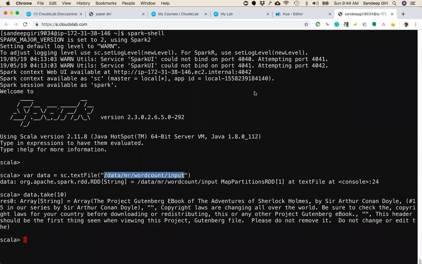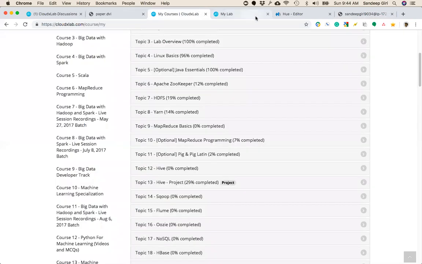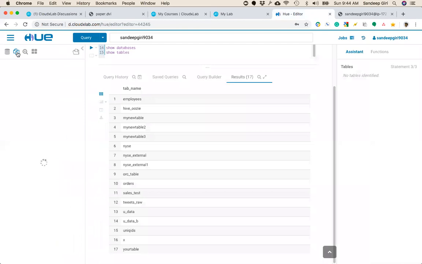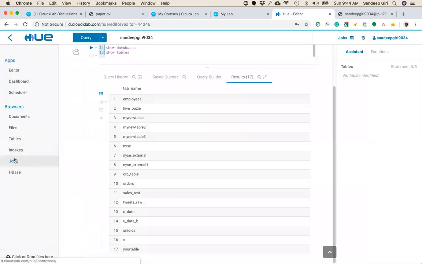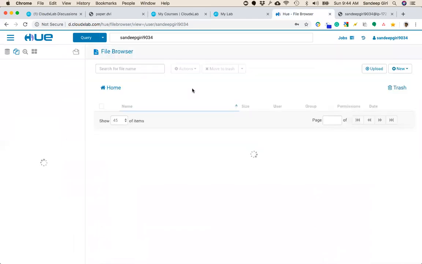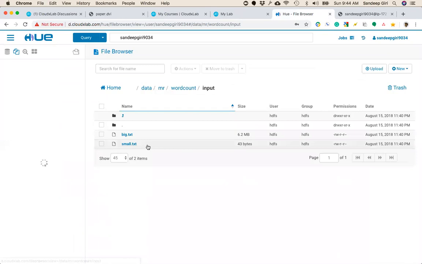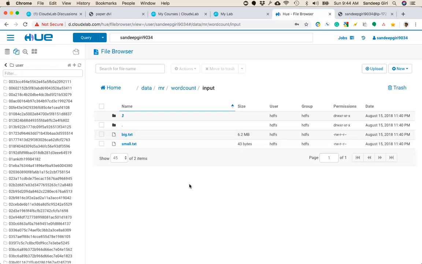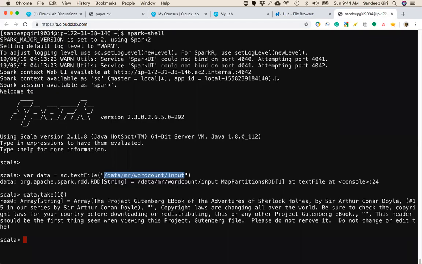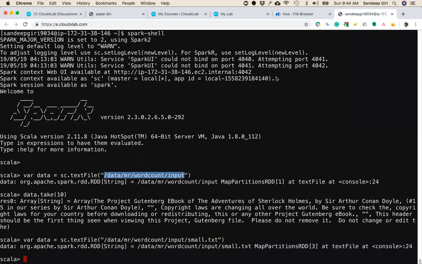And this file is where? This file is in HDFS. So if you go here and go to the top, or you can just edit this location, you can see there's a file called big.txt and this is small.txt. If you want to specifically mention that we are looking for only a particular file, we can say small.txt, and then we can say data.collect.